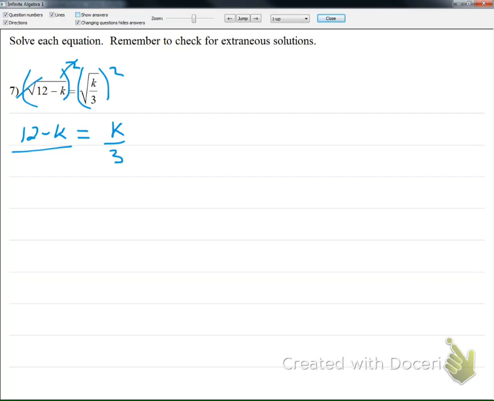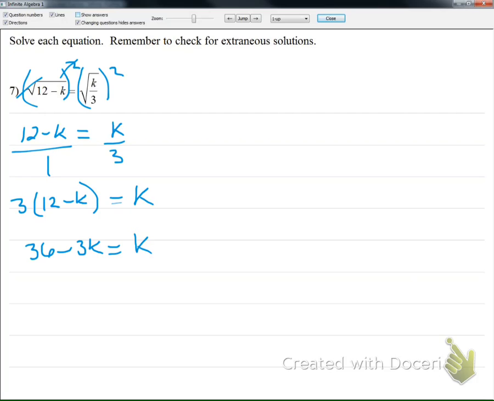And I have an expression equaling a fraction again. So I'm going to change that expression into a fraction so that I can see, oh, I just need to cross multiply. 3 times the quantity 12 minus k is equal to, well, 1 times k is just k. Then I use my distributive property. 3 times 12 is 36 minus 3k is equal to k.